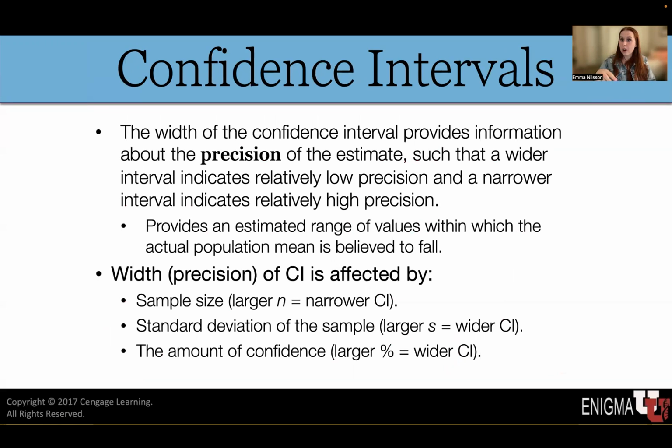And the width of your confidence interval, how precise it is, is going to be affected by 3 things. Number 1, your sample size. If you have a larger sample size, you're going to have a narrower confidence interval because you have a larger set of data with which to make your estimate. Your estimate's going to be better when you have more data to make it with.